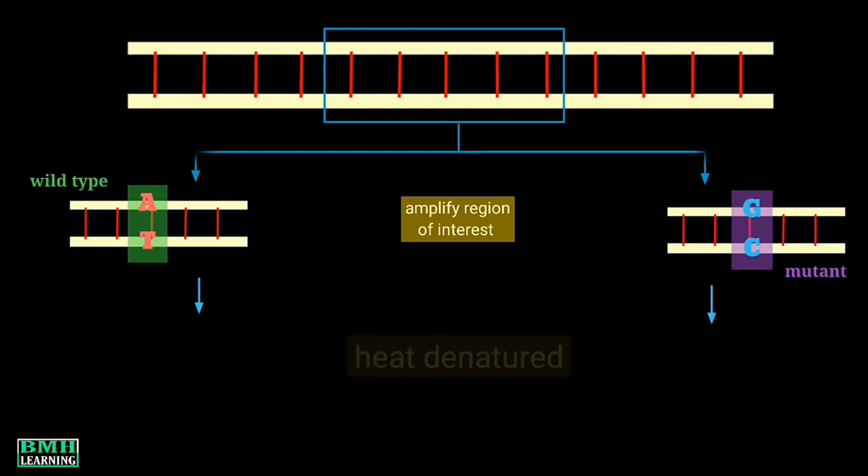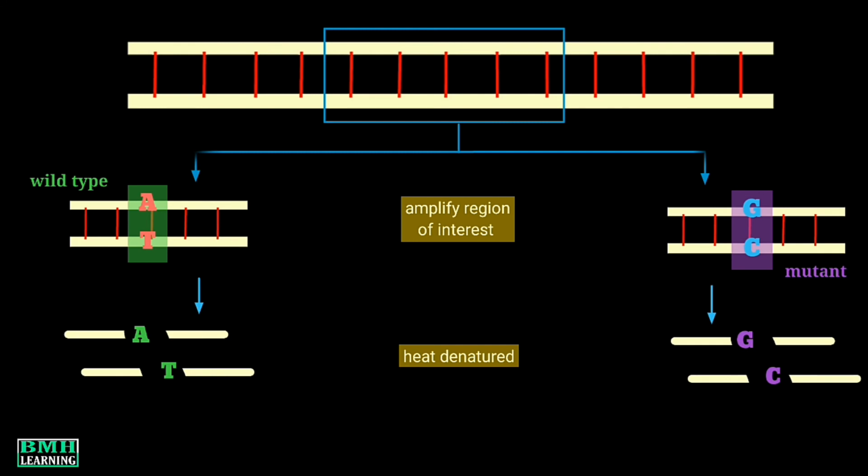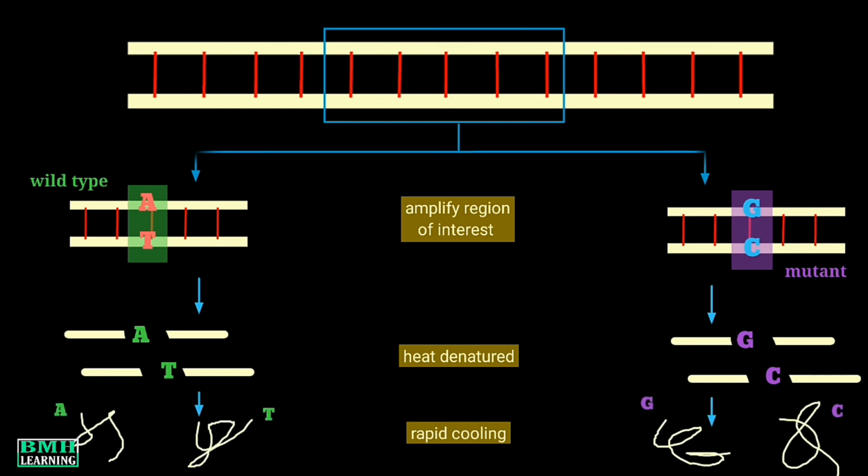Both types of PCR products are heat denatured. Heat denaturation is followed by rapid cooling and chilling on ice. This leads to the formation of different 3D conformations of single-stranded DNA. The conformations are different because the two single strands are facing different degrees of intra-strand base pairing, which results in loops and folds, giving a unique 3D structure to each single strand regardless of their length.